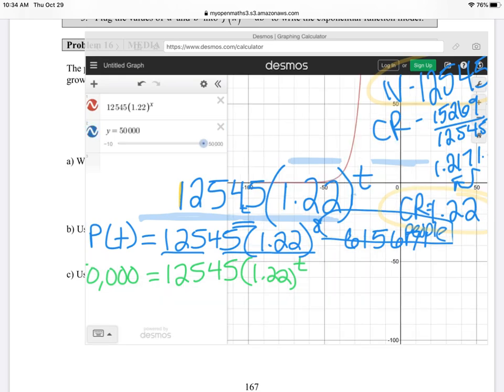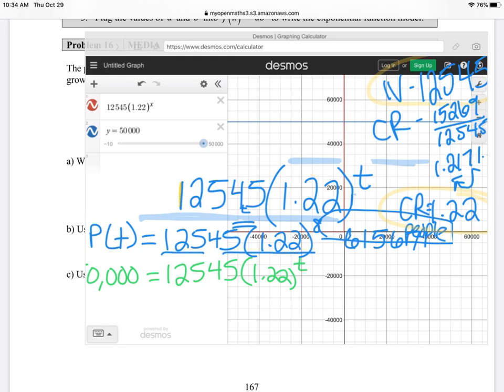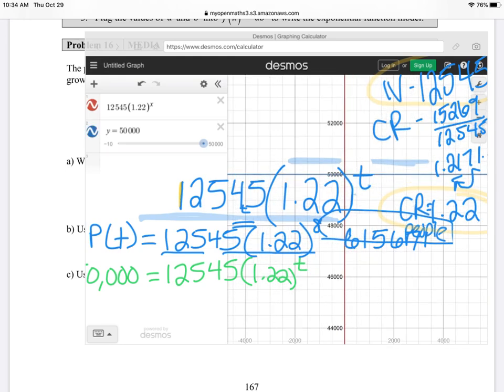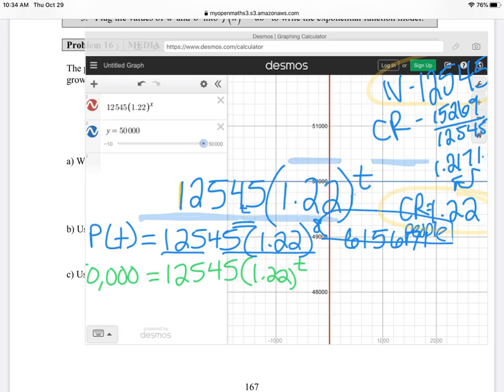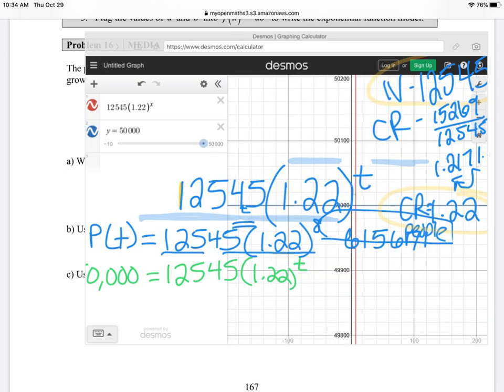And then I'm going to zoom way out, because I have to find 50,000. And so you'll see two lines when you create this. You're looking for the intersection of those two lines. And the intersection for me is 6.953, comma, 50,000. So this 6.953 is our solution to this one.